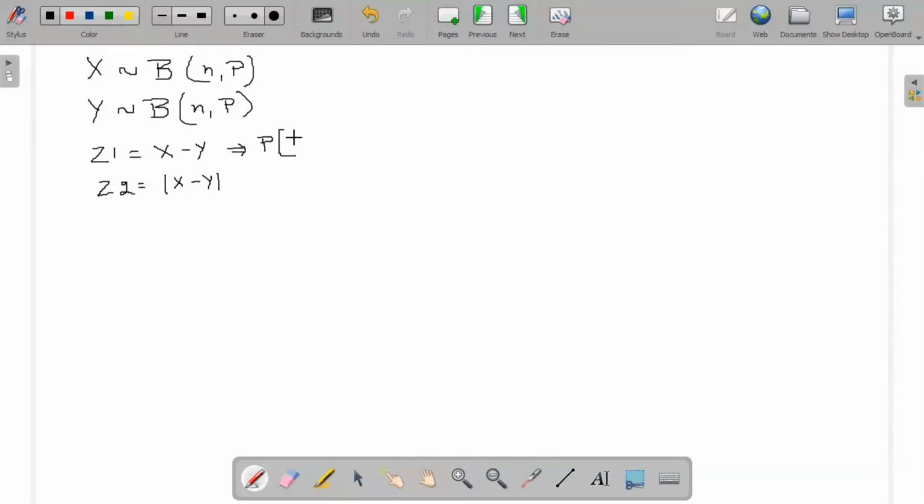Probability Z1 equal to z1, and probability Z2 equal to z2, these we need to find out, both of these. So firstly we will calculate the PMF of Z1, and then we will proceed to the probability of Z2.